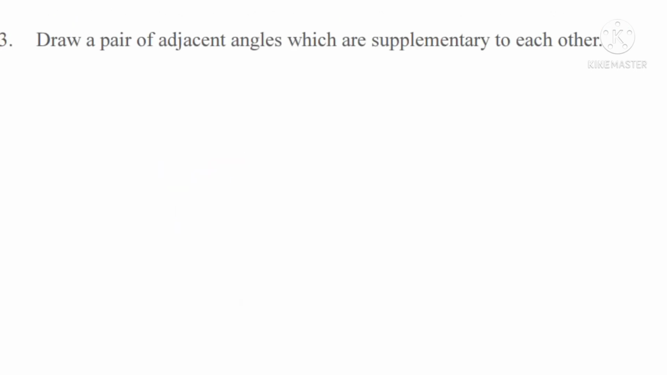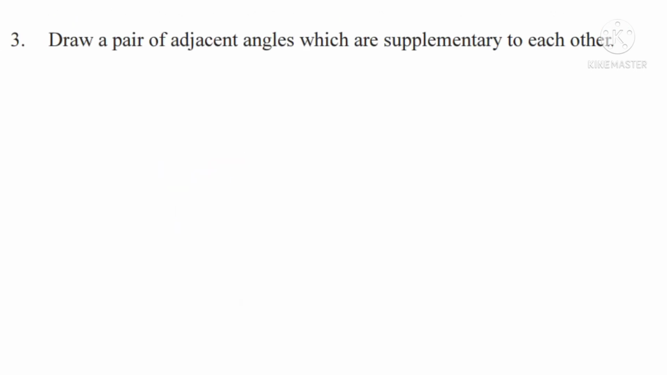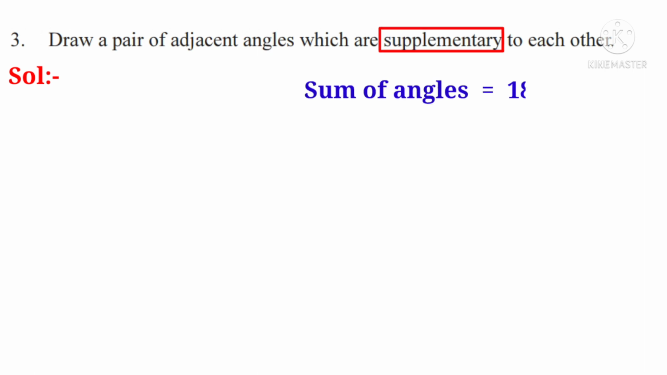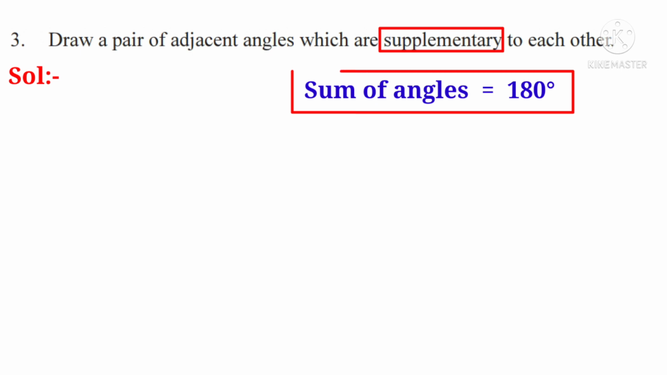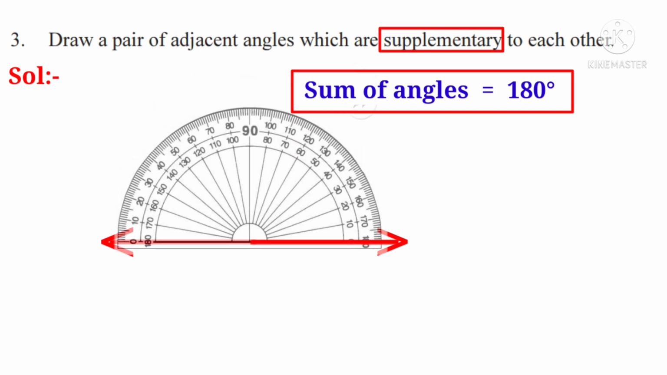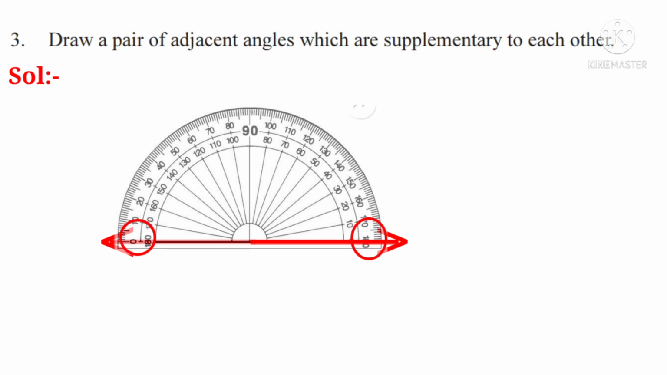Now third problem. Draw a pair of adjacent angles which are supplementary to each other. Solution. Observe the word supplementary. It means the sum of the angles is equal to 180 degrees. So draw two rays opposite to each other and observe the angle on the protractor. On the left hand side it shows 0 degrees starting and on the right hand side it shows 180 degrees. So the angle on the line is 180 degrees.